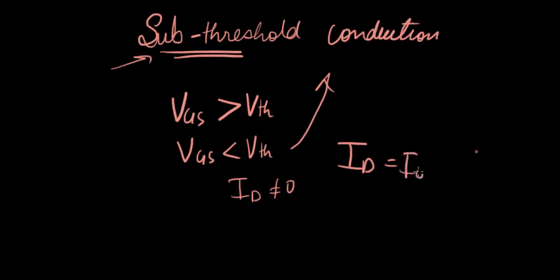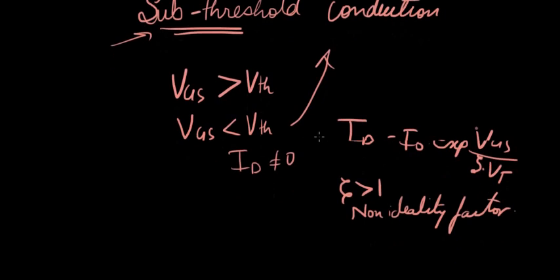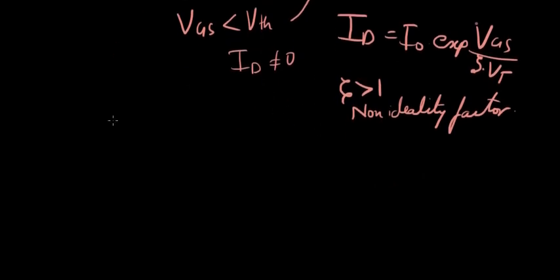It's ID equals I naught exponential VGS over, I don't know what this is called, times VT. But if you look at this, it is always greater than 1, and it's called the non-ideality factor. Well, it's not very important as of now, but when you go into design, these considerations are very important.